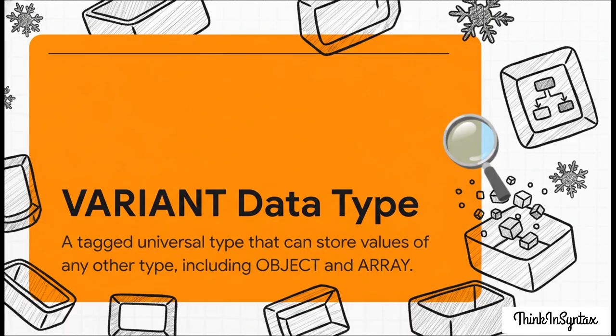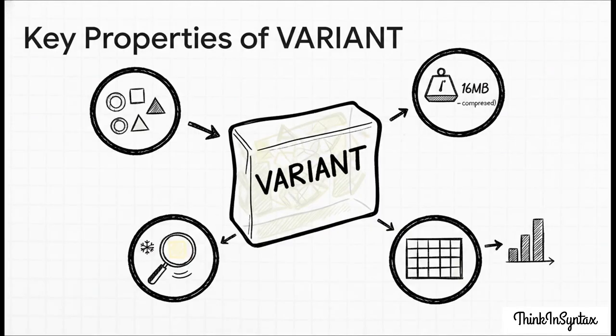The best way to think of it is like a magic, flexible container. You can just dump any kind of data into it, complex, nested JSON, arrays, you name it, without defining a rigid schema up front. Snowflake just handles it. Okay, but here's where it gets really cool. A variant column can hold a ton of data, up to 16 megabytes compressed.